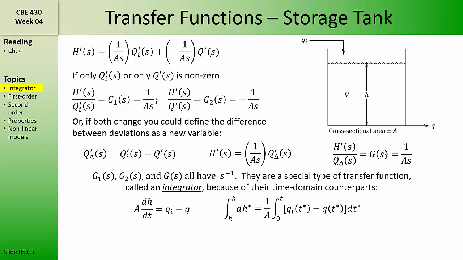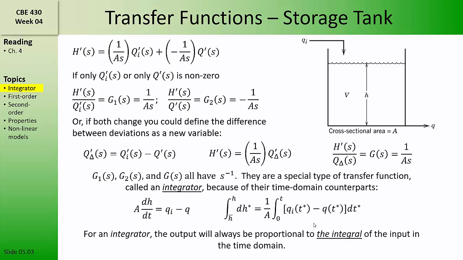These are a special type of transfer function that we call an integrator because of their time domain counterparts. In the time domain, if we wanted to solve for h as a function of qi and q, we would integrate this equation. Remember that integrating with respect to time in the time domain is the same as multiplying by 1 over s in the Laplace domain. For an integrator transfer function, the output will always be proportional to the integral of the input in the time domain. In the next video, we'll look at an example that gives rise to a different kind of transfer function called a first-order transfer function.